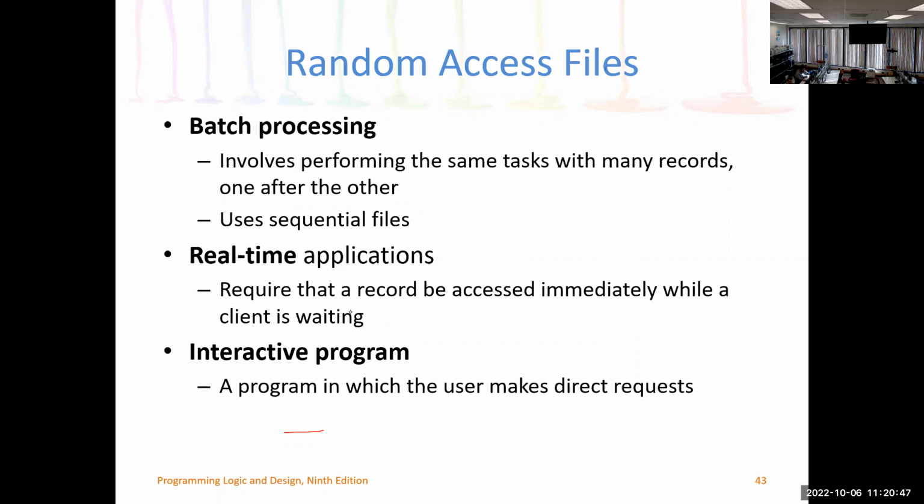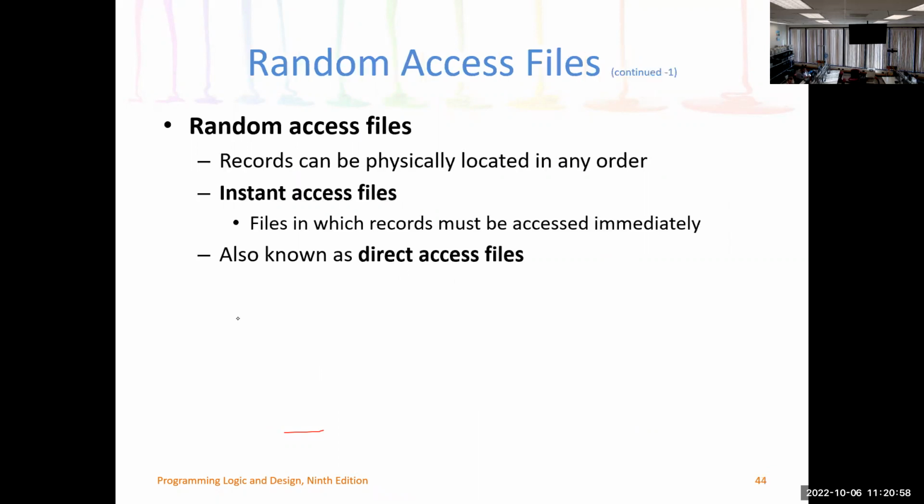Okay, now you have the random access file, right? So basically, so far you do it in sequential order. You read it line by line here, but sometimes you want to use a random access file also.